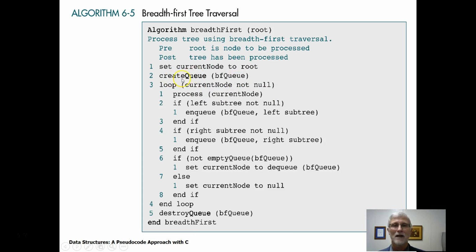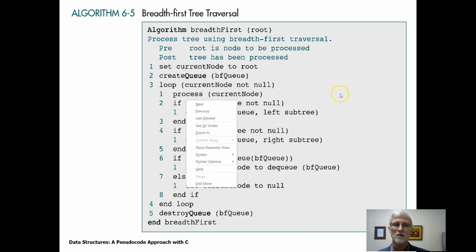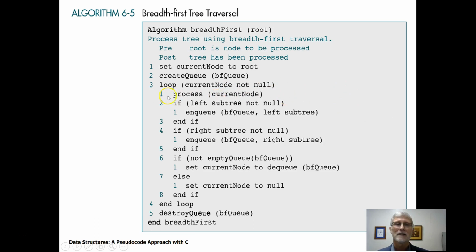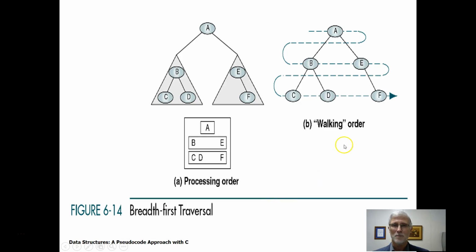So here, you're creating your queue. I'm going to loop through my nodes until the current node is null. So I'm going to process the current node. I'm going to check if there's a left subtree; if so, I'll put it in the queue. If there's a right subtree, so it's not null, put it in the queue. Keep going until the queue is empty, and you're just going to keep looping through each of the layers, and once you're done, get rid of it. So basically, what am I doing? I process A, and I put B and E in the queue.